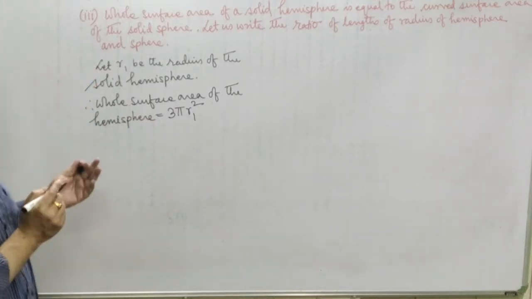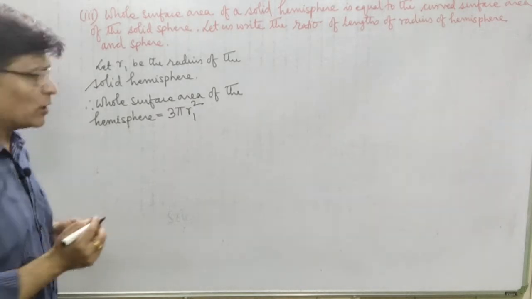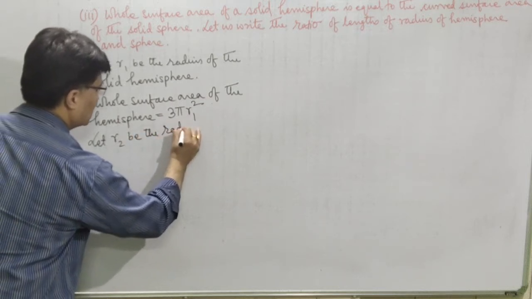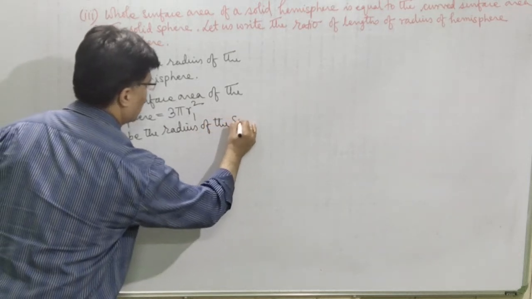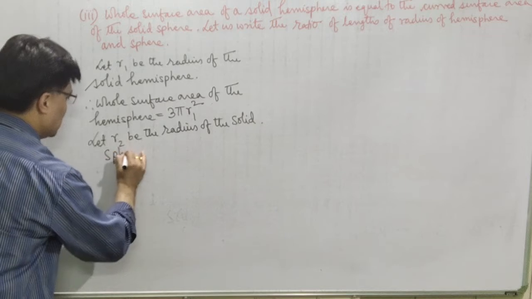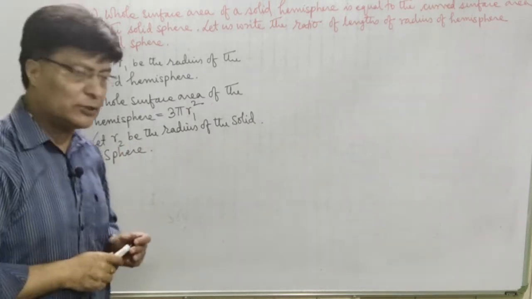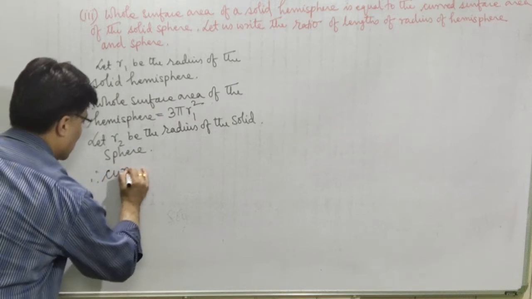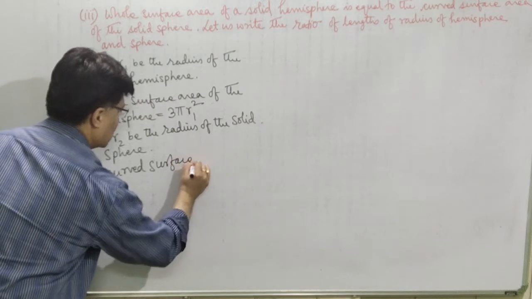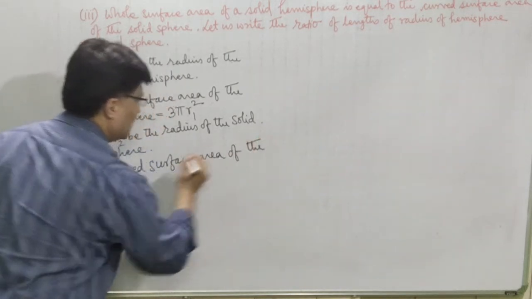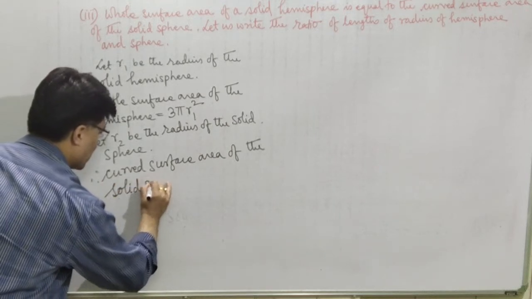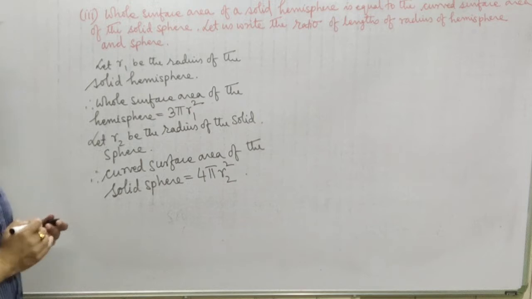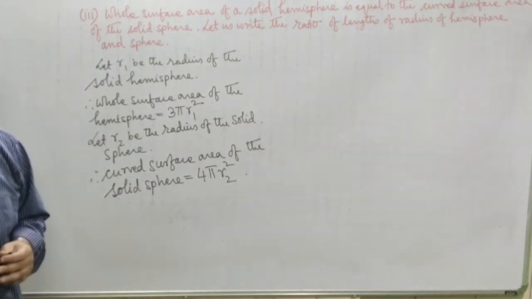You have to find out the curved surface area of the solid sphere. Now let us assume the radius of the solid sphere. Let R2 be the radius of the solid sphere. Therefore, the curved surface area of the solid sphere is equal to 4 pi r2 square. What is the curved surface area of the solid sphere? It is 4 pi r2 square.